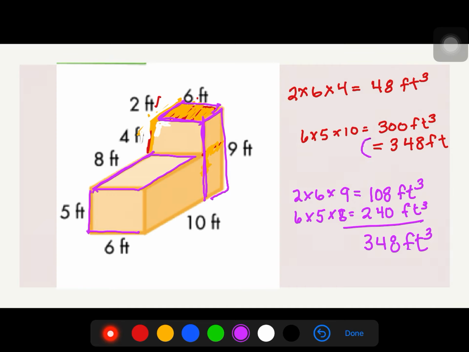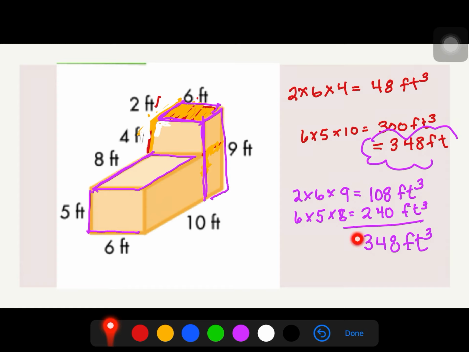Ding, ding, ding. It doesn't matter how you slice it. No, but it really doesn't. Your volume, when you break up a prism like that, will be the same if you do the right calculations, okay? And that's why there's all those extra numbers there.